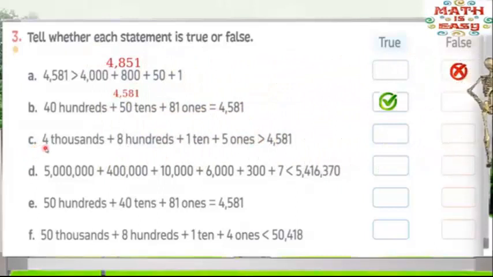Next one here, we have 4,000s plus 800s plus 110 plus 5 ones more than 4,581. Write the number in standard form. 4, we have here 4. In hundreds we have 8, but in hundreds here we have 5. First number bigger than second number. This statement is right.